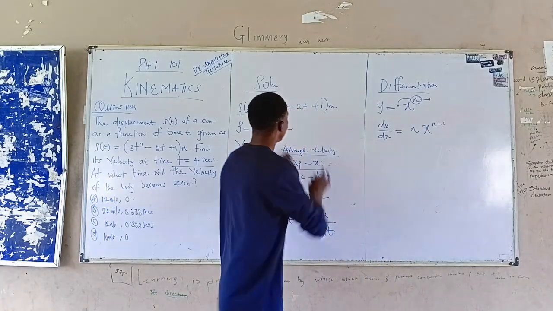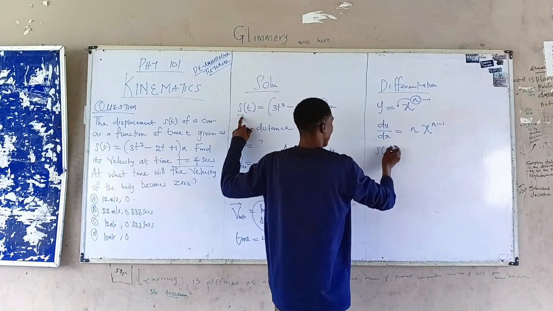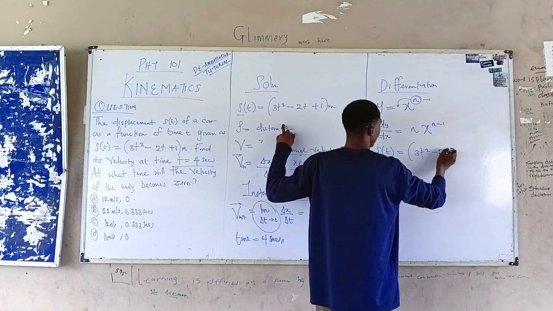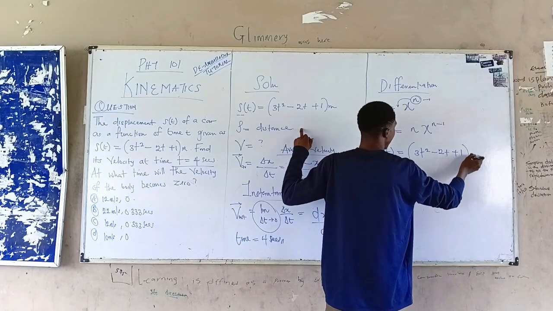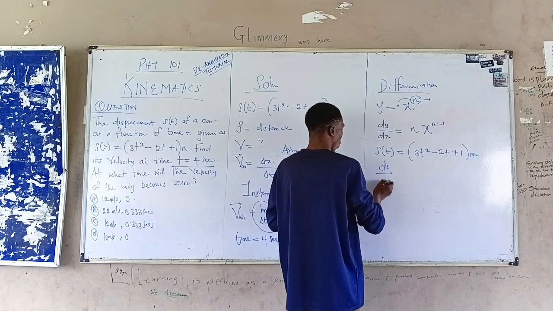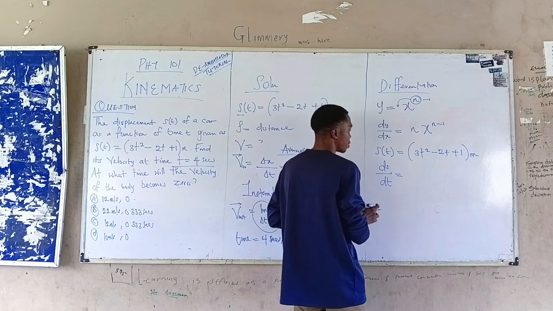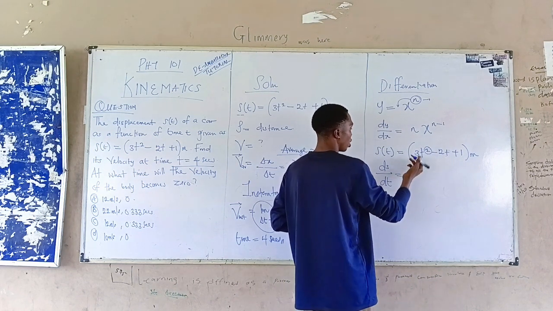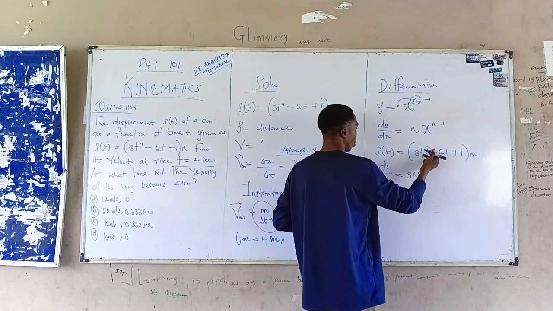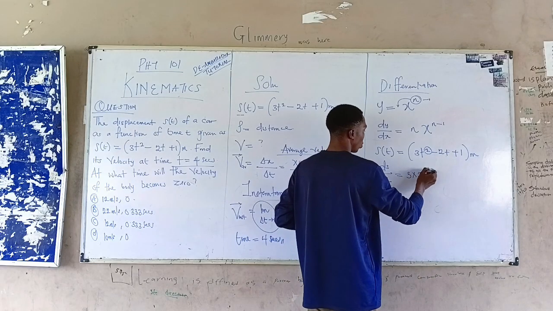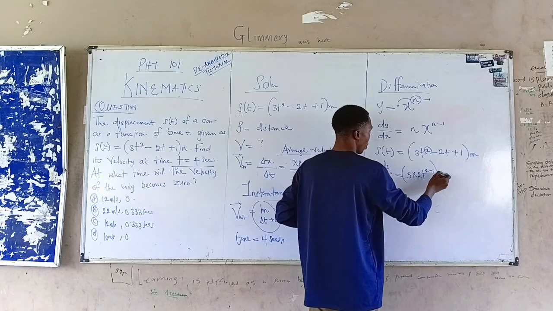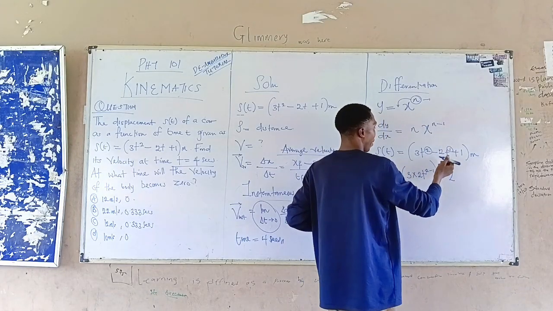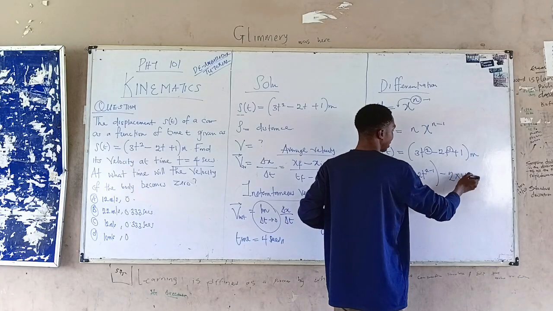That's how you differentiate. So beginning with s in respect of t equals 3t squared minus 2t plus 1, in meters. And I want to get my ds over dt. To do that, it means my t squared will come to the front. So that means I have 3 times 2t, 2 minus 1. Then minus 2. At this side, we have the power of 1. So when I bring the 1 to the front, I'm going to have 2 times 1, then t, 1 minus 1.